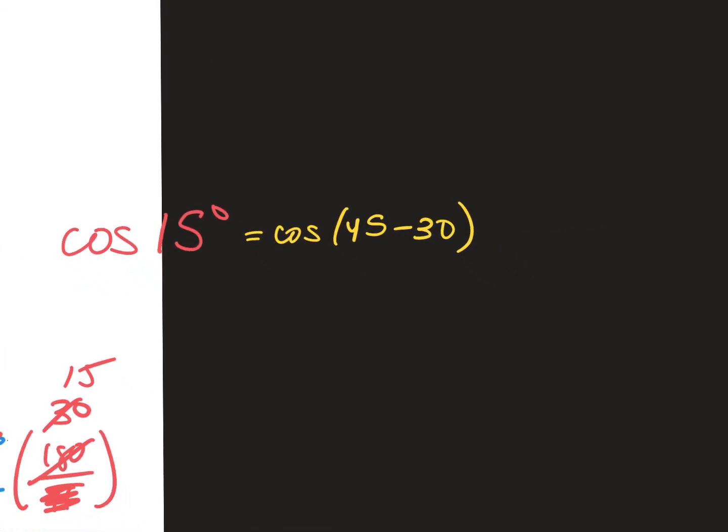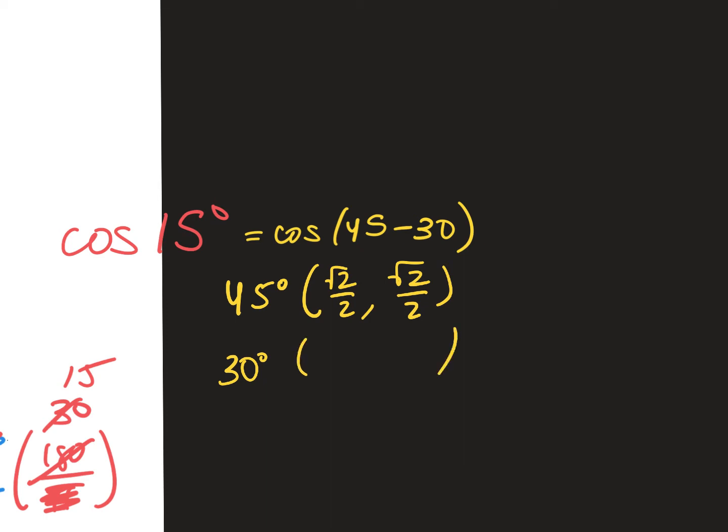What is the ordered pair? Look on your unit circle. What is the ordered pair for 45 degrees? Square root of 2 over 2 and square root of 2 over 2, right? What is the ordered pair for 30 degrees? Square root 3 over 2 and 1/2. Tell yourself, this is my x value, this is my y, because x is cosine, y is sine, right?